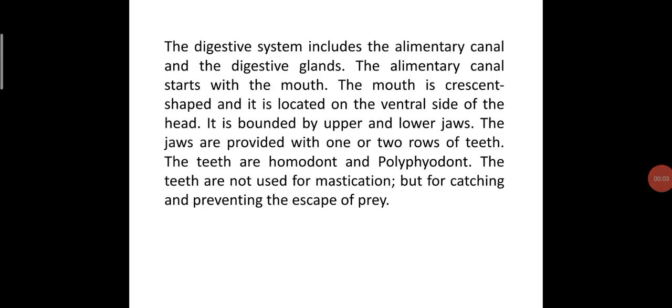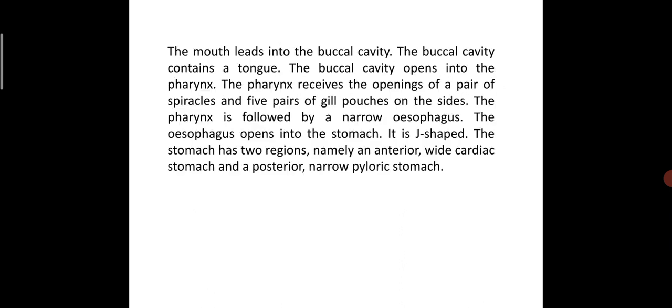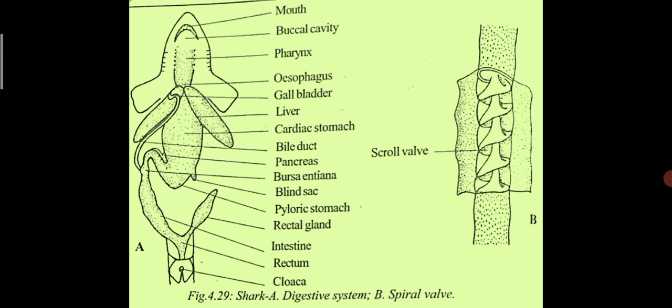So we can see some systems on the shark. First of all, we can start with the digestive system. The digestive system includes the alimentary canal as well as the digestive gland. You can see in the picture itself, in a simple form, how the digestive system is made.